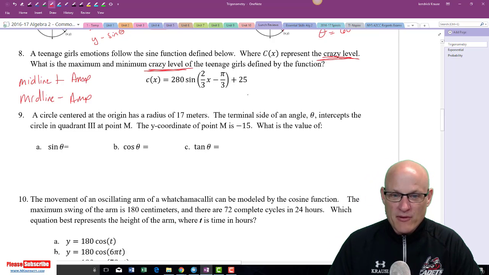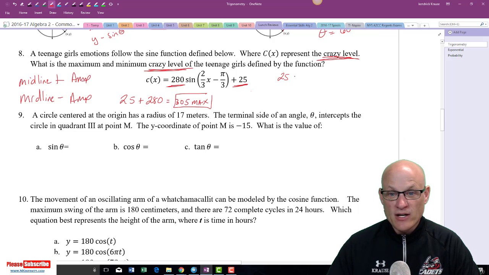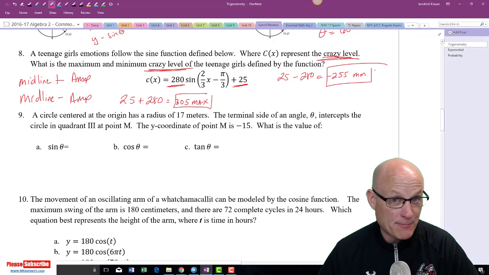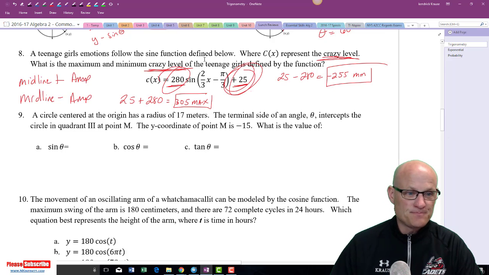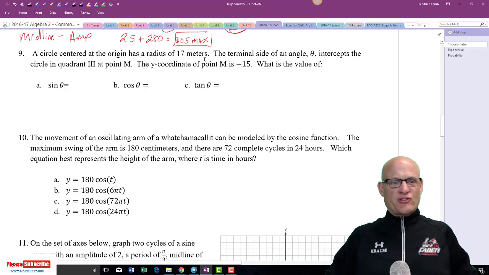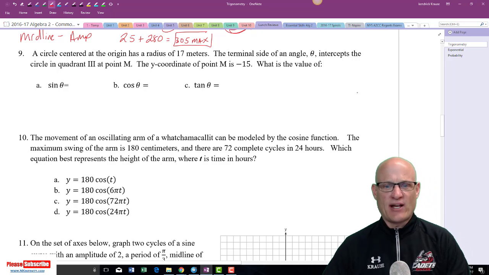All right, so midline. Remember, this is my midline, and this is my amplitude. So my midline is 25 plus the amplitude, 280. That'll be the max, which is 305. My midline, 25 minus 280, is going to be my minimum, or negative 255. Simple as that, kids. Midline plus amplitude, midline minus amplitude. Remember, this thing on the end is your midline. This is your amplitude.